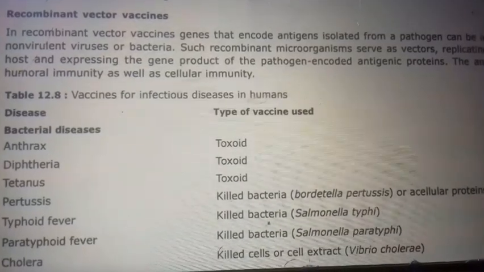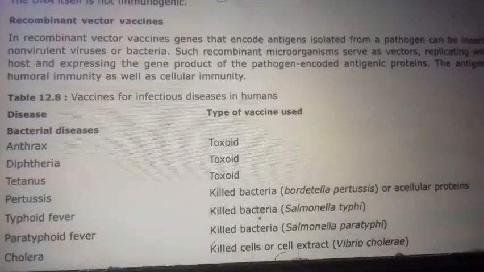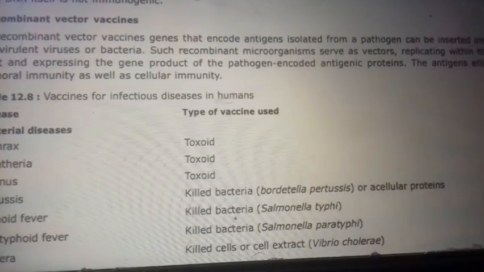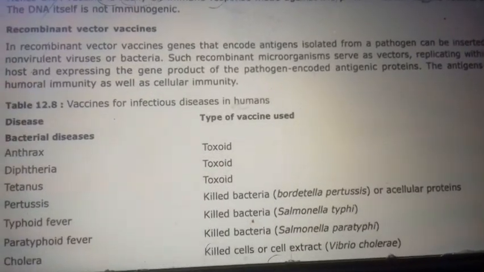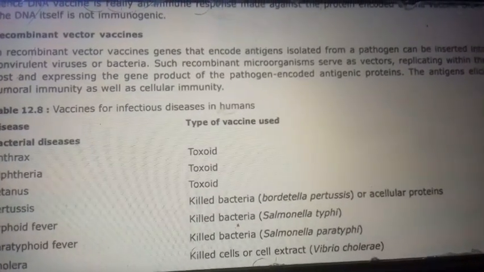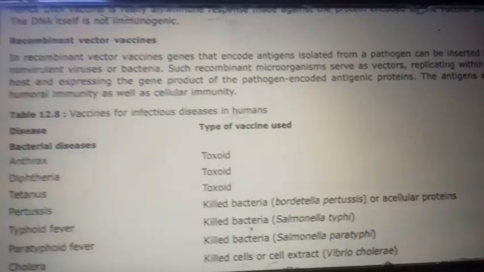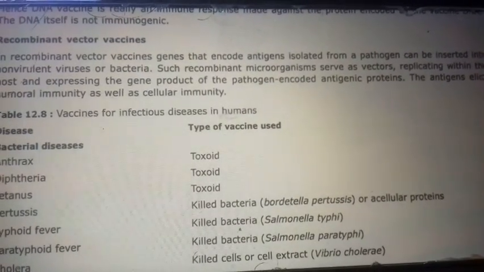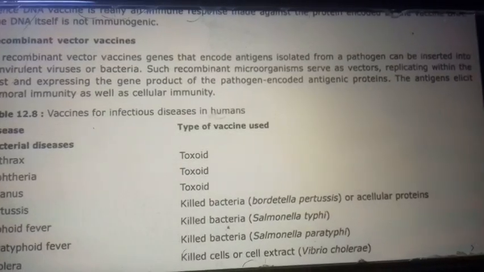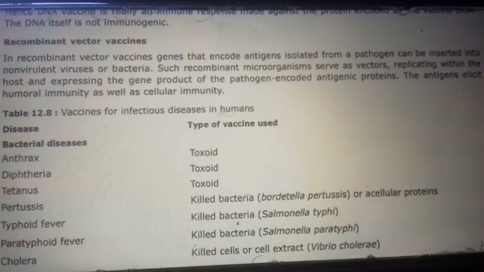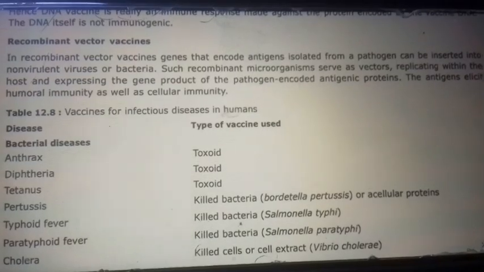Now, recombinant vector vaccines: genes that encode an antigen isolated from a pathogen can be inserted into a non-pathogenic virus or bacteria. These serve as vectors, replicating within the host and expressing the product of the pathogen-encoded antigenic protein. The antigen elicits humoral immunity as well as cellular immunity.